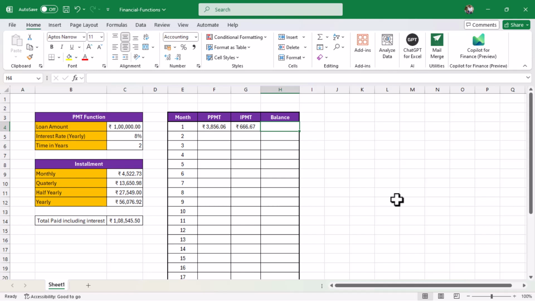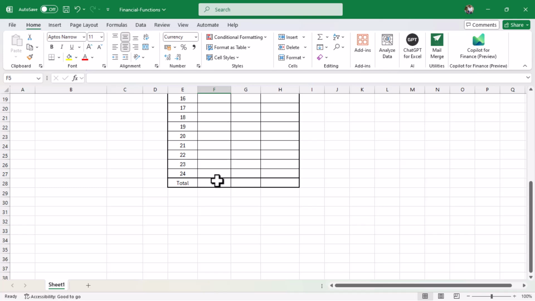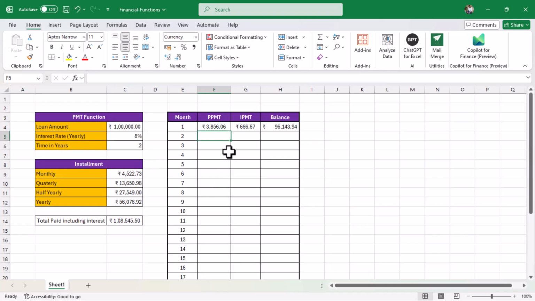Now I want to find out the balance. So balance would be equal to loan amount minus this amount and hit enter. So this would be the balance. Now in the same way I want to find out for the next month how much I have paid and so on till the end of the 24 months for which I have taken the loan. So I'll make some change in this formula.